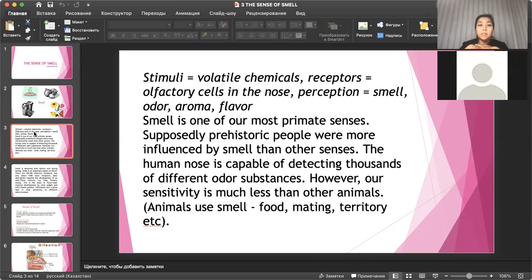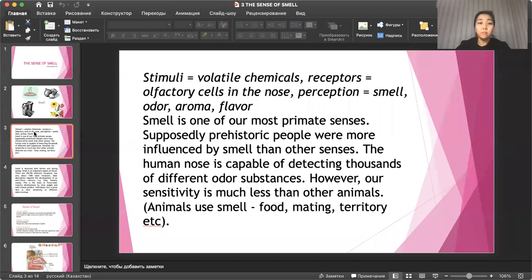So smell is one of our most private senses. Supposedly, prehistoric people were more influenced by smell than other senses. The human nose is capable of detecting thousands of different odor substances. However, our sensitivity is much less than other animals.